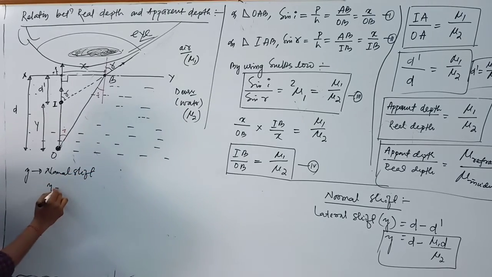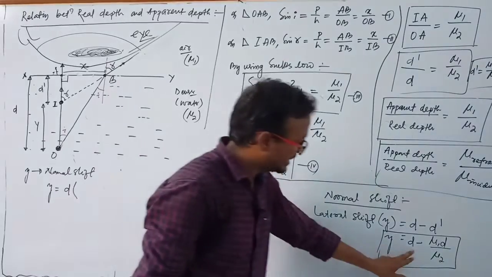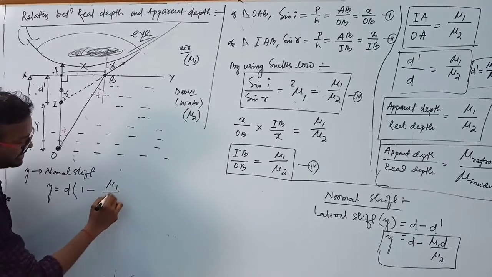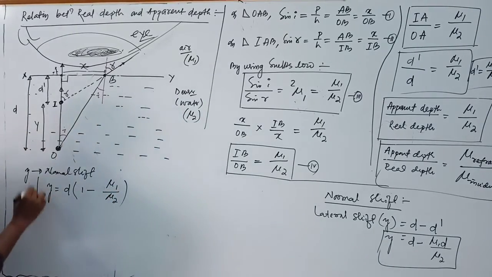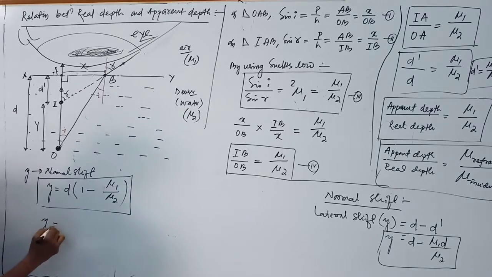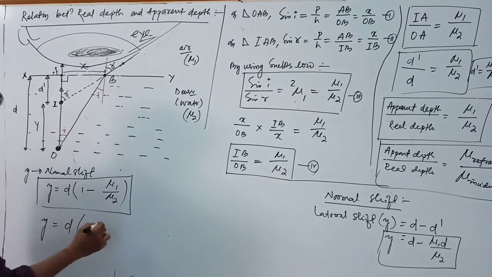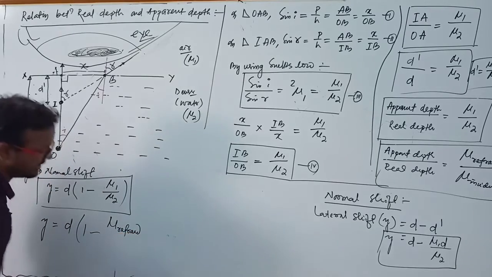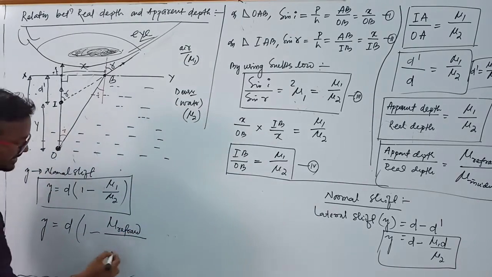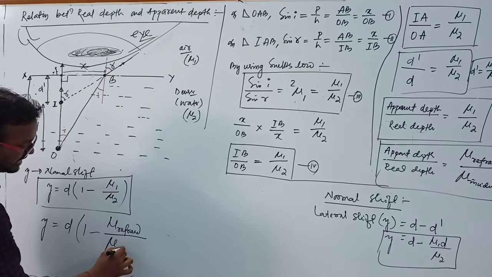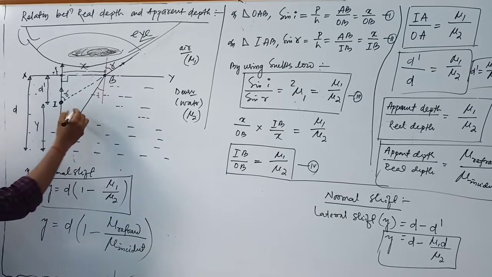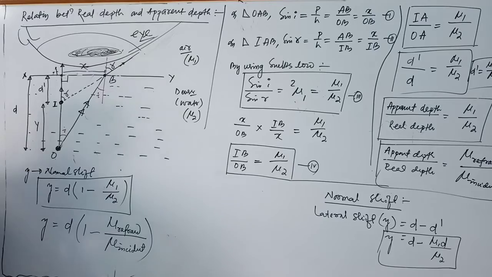So normal shift y equal to d, here common, d into 1 minus mu1 by mu2. This is known as normal shift, or you can remember this relation, that is d, which is equal to real depth into 1 minus, what is mu1? mu1 means refracted ray. This is the refractive index for the refracted ray traveling which medium, divided by mu2, which means incident ray, because here the ray is traveling from denser medium to rarer medium.